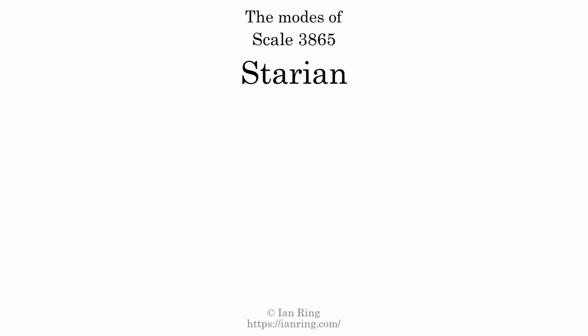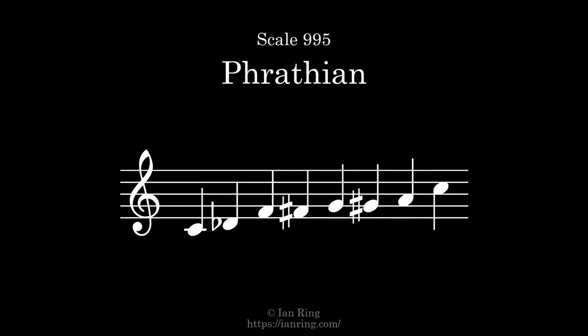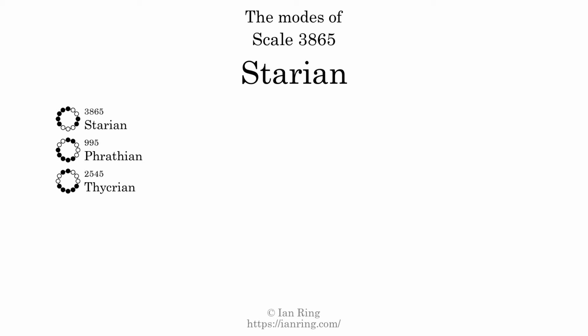This scale has 7 modes. The first mode is itself. The second mode is scale 995, also known as Frathian. It sounds like this. The third mode is scale 2545, also known as Thicrean. It sounds like this.